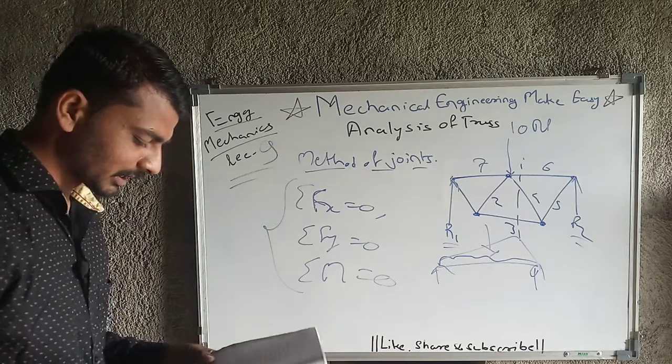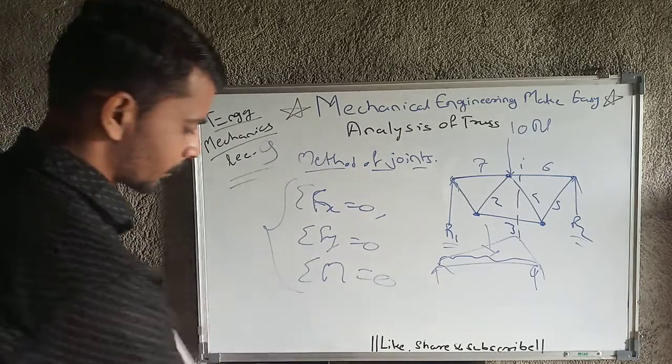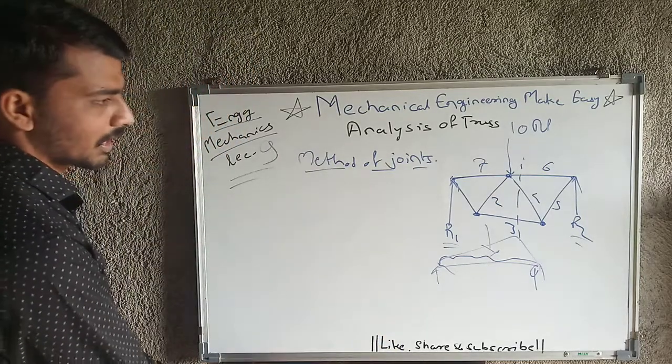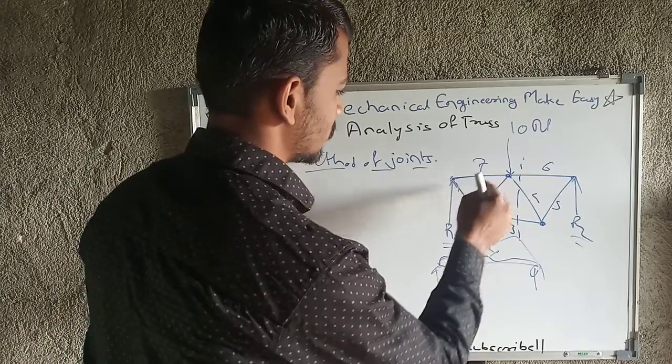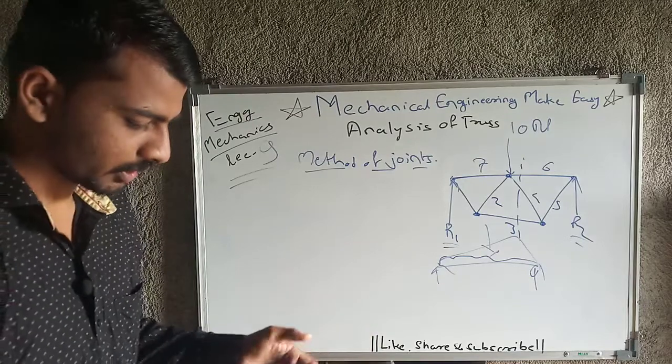Then the next step is nothing but to select a joint such that at most two unknown forces are there. Okay, there are different joints. Okay, like this, all 7 members are there, okay, and 5 joints are there.